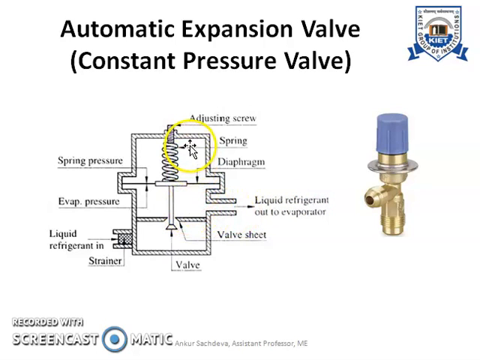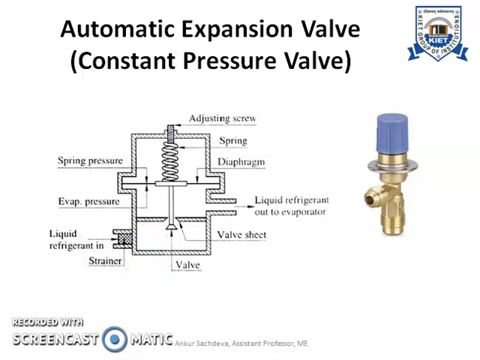So we have one force acting from the top side due to the spring pressure, and one is atmospheric pressure. I will describe it in the next slide. And then we have another force acting from below, which is nothing but the evaporator pressure. Now depending upon the opening between the valve seat here, the pressure drop from condenser pressure to evaporator pressure will take place.